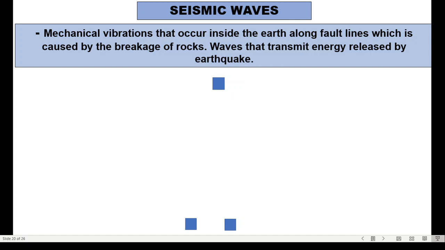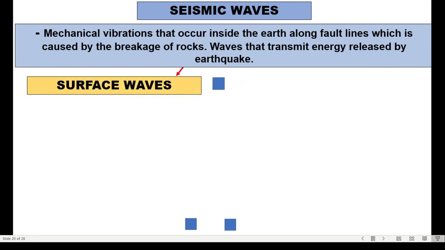So, nagva-vibrate yung lupa. So, nagre-release siya ng energy in a form of seismic waves. So, nagkakaroon ng crack or fault, no? And then, yung ibabaw ng lupa may guhit, yun yung fault line. So, the waves that transmit energy released by the earthquake are called seismic waves. So, yun yung waves na tinutukoy doon.